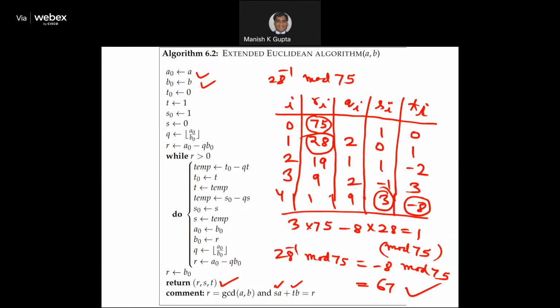Essentially, when finally you get these numbers 3 and -8, that means 3 into 75 minus 8 into 28 is nothing but 1. Because these are your S and T, right? So this value is 1 modulo 75, this portion will go down, I mean this will be 0 modulo 75, and you are left with minus 8. Minus 8 modulo 75 is 67, so you can find the inverse.